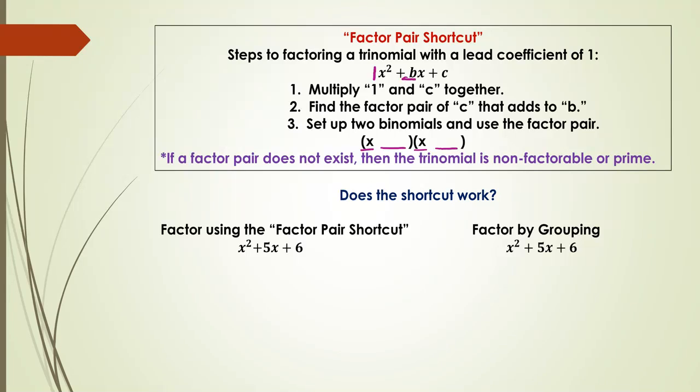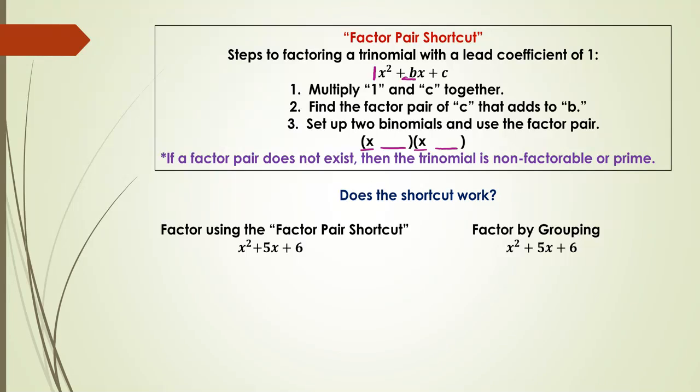If a factor pair doesn't exist, that actually tells us our trinomial is non-factorable or a prime polynomial, which just means it doesn't break apart. Kind of like the number 7 doesn't break apart. The number 6, for instance, is 2 times 3, but 7 doesn't break apart without having to use the number 1. So we say it's prime or a prime number.